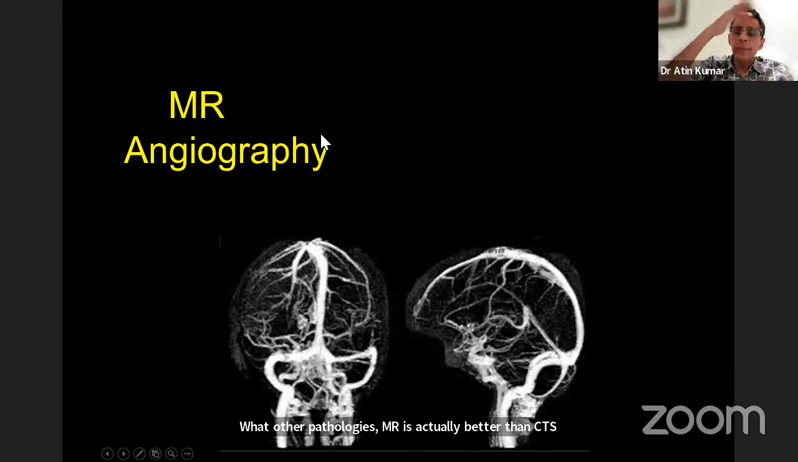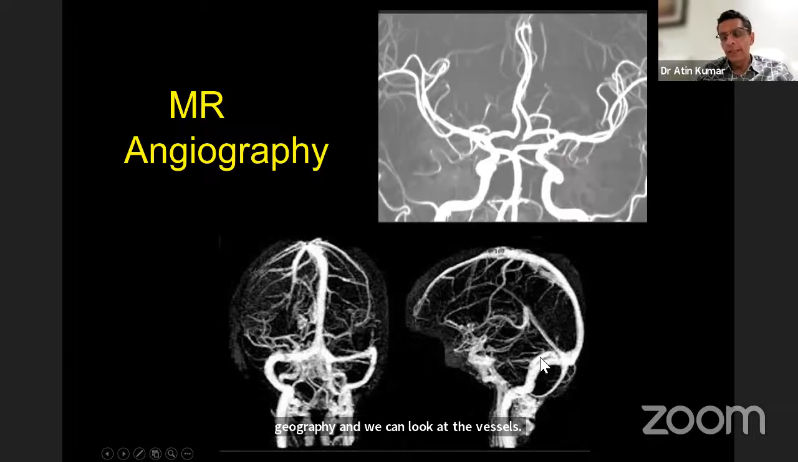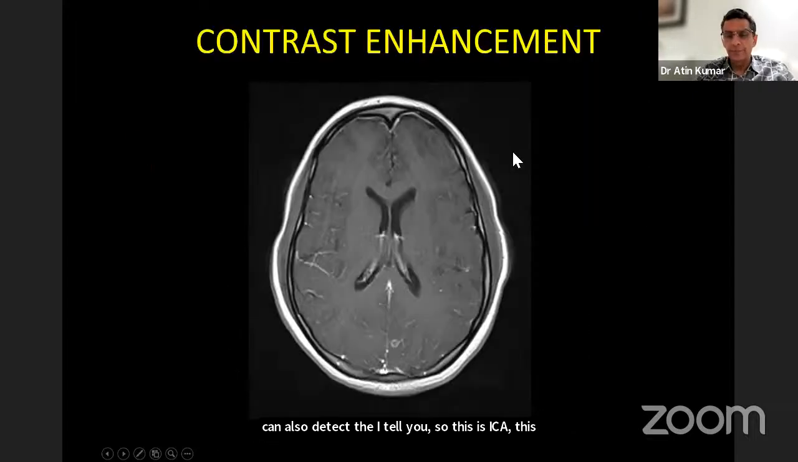As I showed you an example of a CT angiography, we can similarly do an MR angiography and look at the vessels. This is MR venography. You can detect the venous sinuses. This is MR arteriography. You can also detect the arteries. This is ICA, this is MCA, this is ACA.